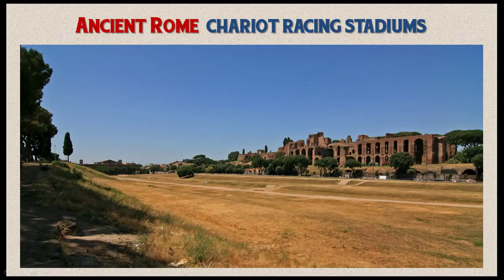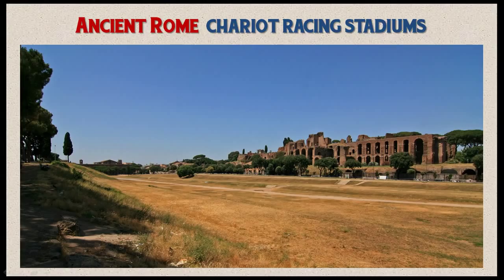But as I said, the ancient Romans loved it, and they built these very large chariot racing stadiums throughout their empire. Now, the most famous is the Circus Maximus, and that, of course, was located right in Rome, very near the Forum. And you can see it here today. But this is only a shadow of its former self.